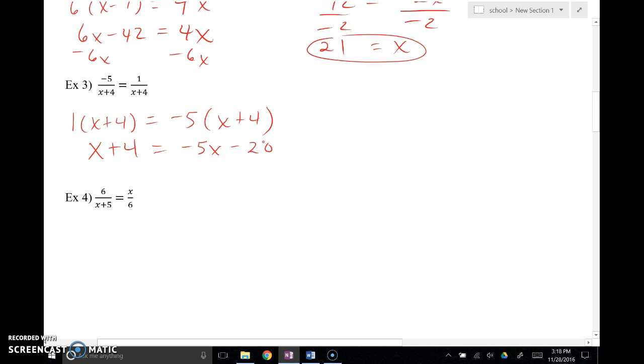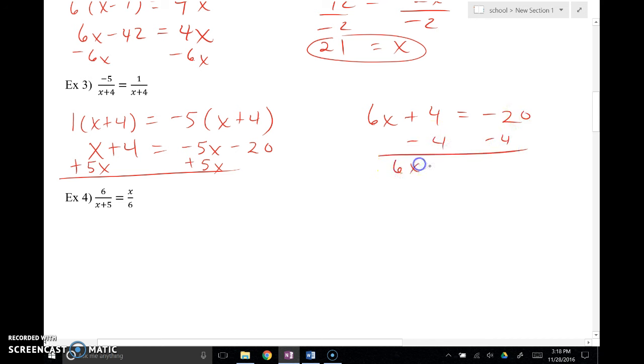Now I want to try to get the x's with the x's and the numbers with the numbers, so I'm going to go ahead and add 5x to both sides. And I get 6x plus 4 is equal to negative 20. Now I'm going to subtract 4 from both sides, and I get 6x is equal to negative 24. Divide both sides by 6, and x is equal to negative 4.